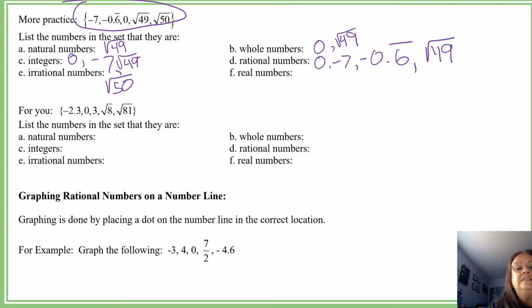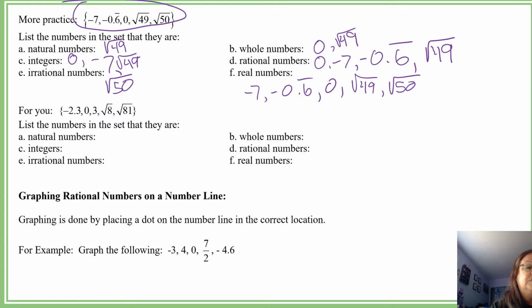Yeah, so everything's a real number, so all of it. So we have -7, -0.6 bar. We have 0, root 49, and root 50. Okay, let's look at the second list.